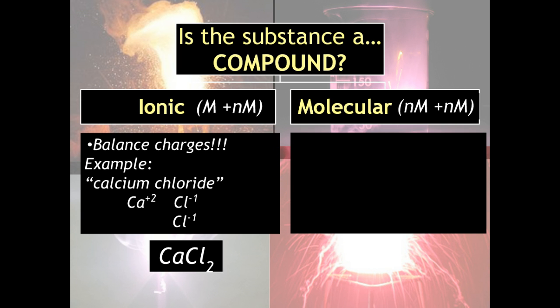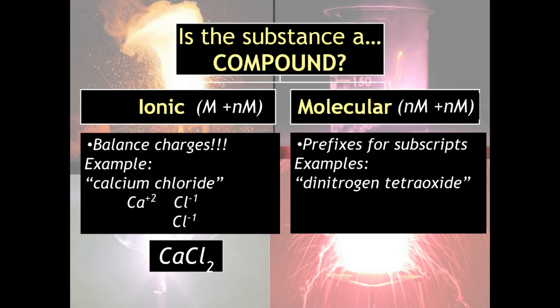Jumping the gun here. Now it's molecular. What does molecular mean? Nonmetal plus a nonmetal. You use the prefixes for the subscripts. What does that mean? Let's look at an example. Dinitrogen tetraoxide. 2 nitrogens, 4 oxygens. Yes, you need to know these prefixes, which is tetra means 4, di means 2. Can't forget that. They're in your notes.